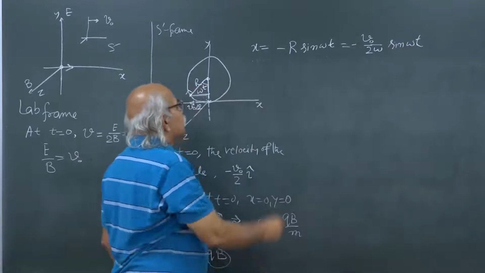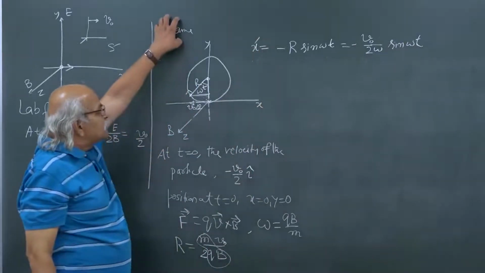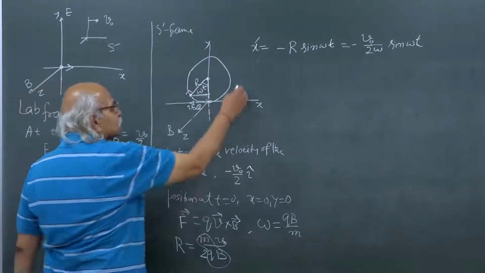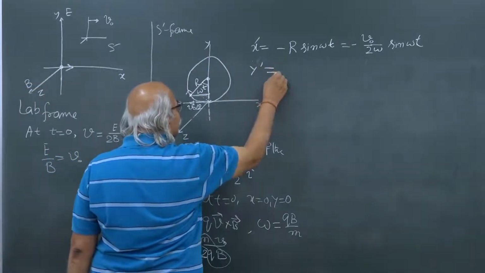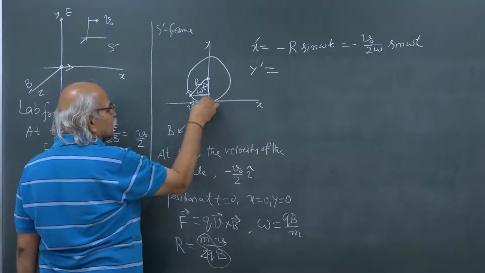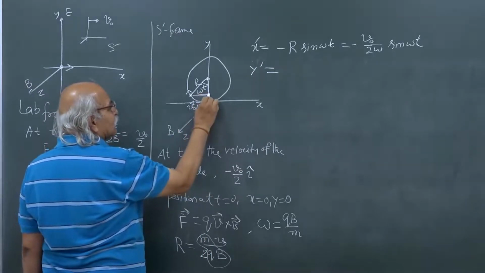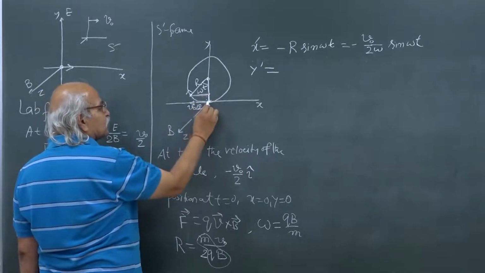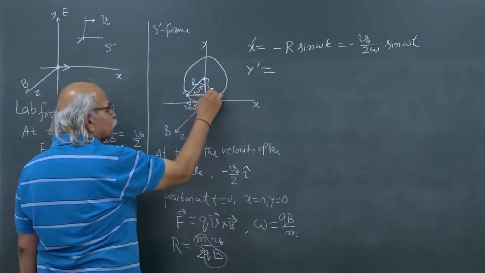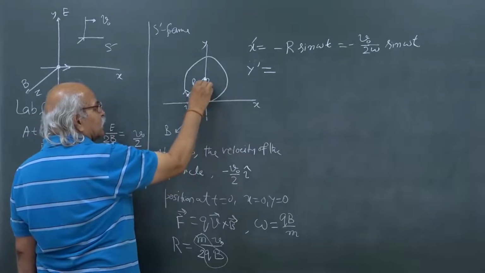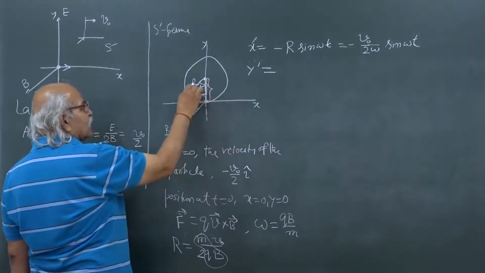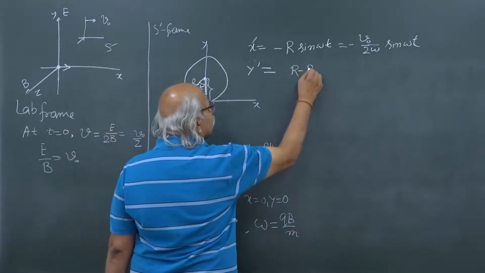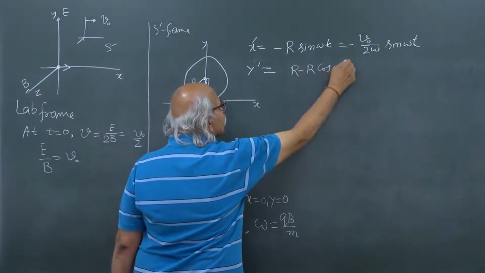This is x prime in this primed frame. So, this is x prime, and what is y prime? At time t, what is the y coordinate? This is 0, this is the origin, this is the y coordinate. At time t the particle is here, so the y coordinate is this much positive, and how much is this? This whole thing is capital R, and minus this, which is r cos omega t. So, it is R minus r cos omega t.